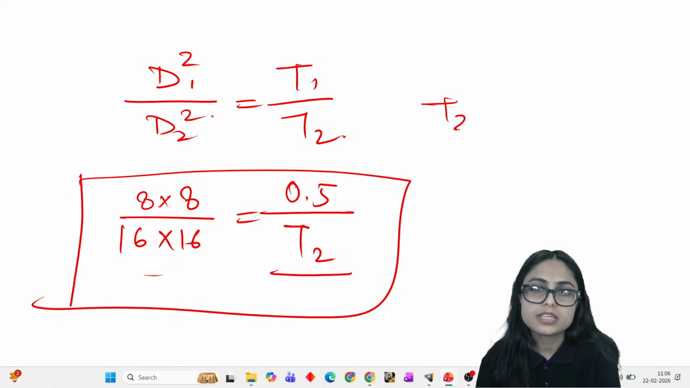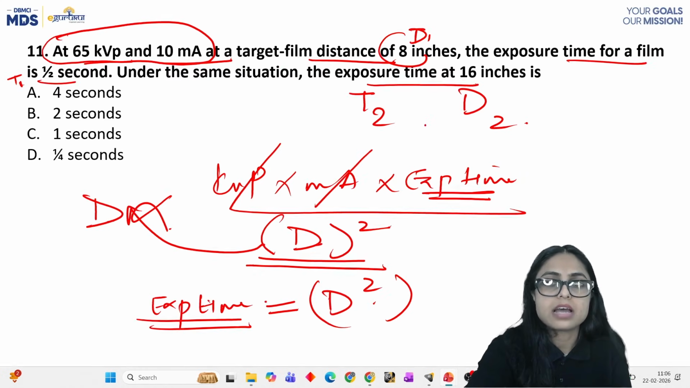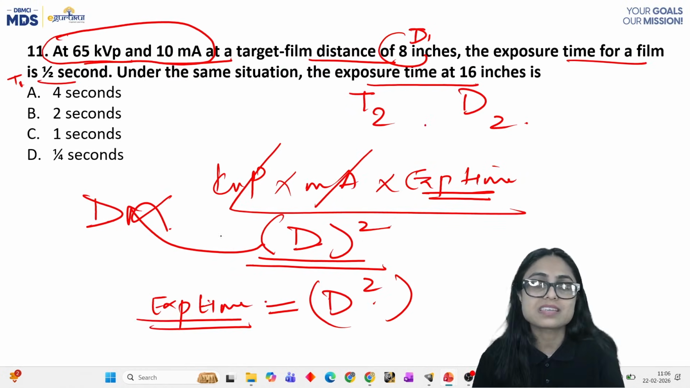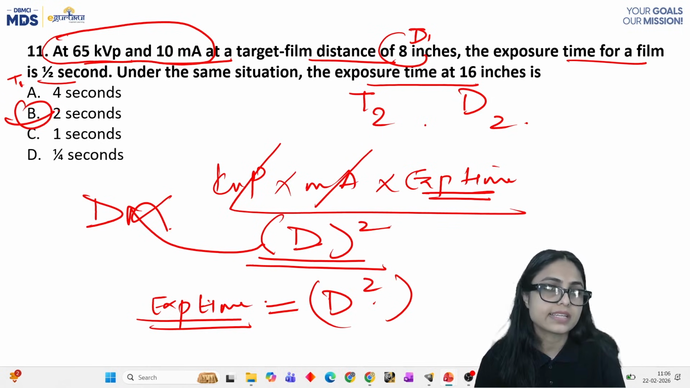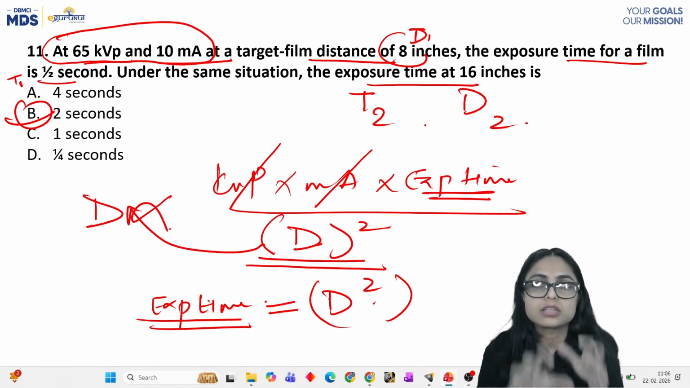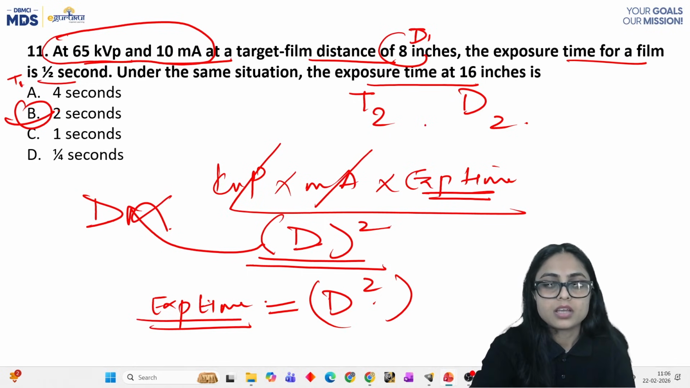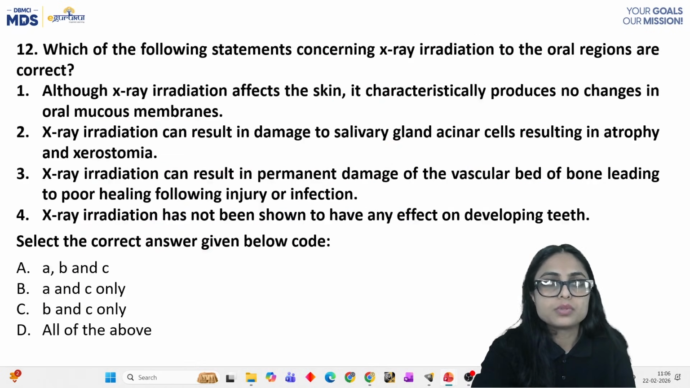You will get T2 as 2 seconds. So the exposure time asked at 16 inches will be 2 seconds. You just have to apply this formula, put in all the parameters which are given, and then draw the correct answer. Okay, easy. Moving on to the next question.